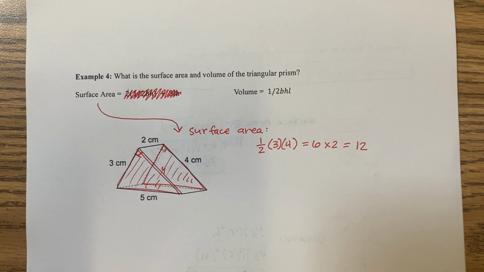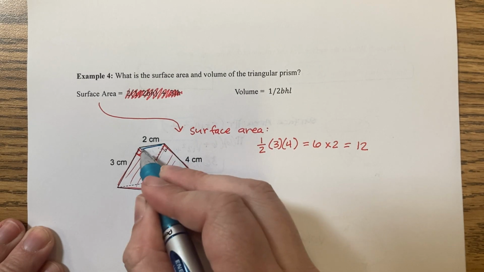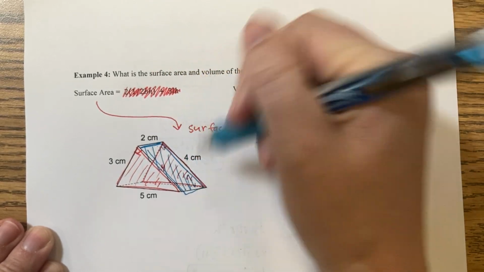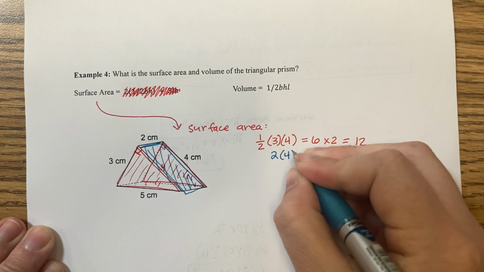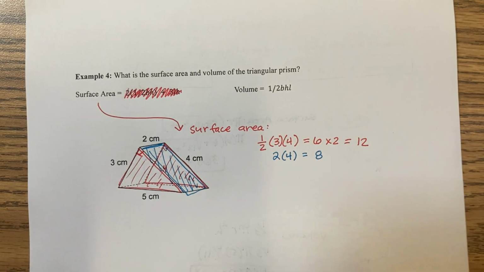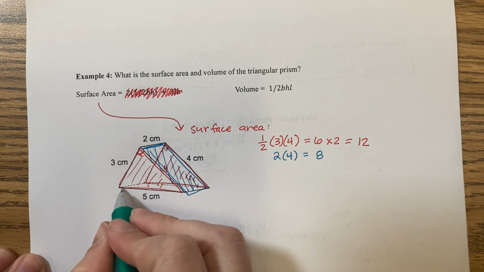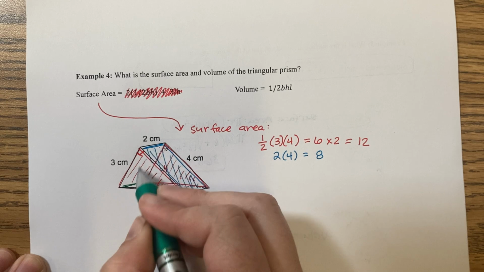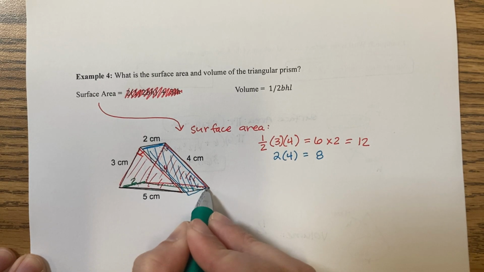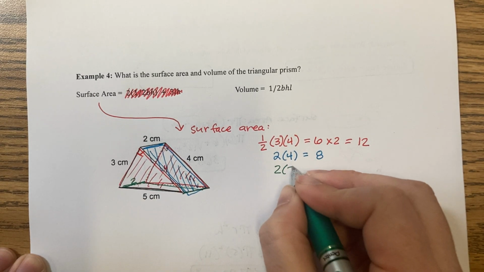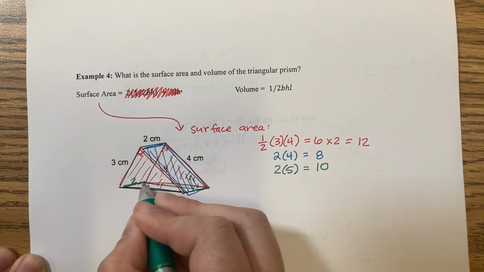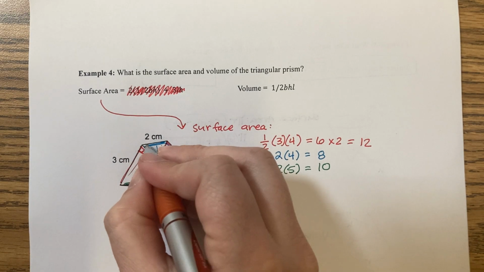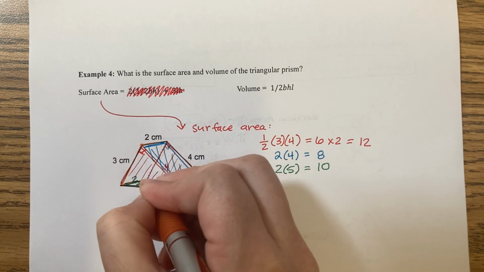Okay. Then I have a rectangle. 2 times 4 makes this rectangle. Then I have the base. It's 5. This diagonal would also be a 2. So I'm going to have a 2 times 5 for this base area, that bottom part. Then I have this rectangle that's 2 by 3.